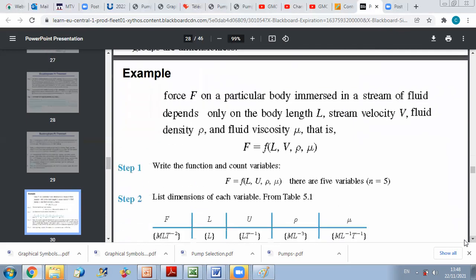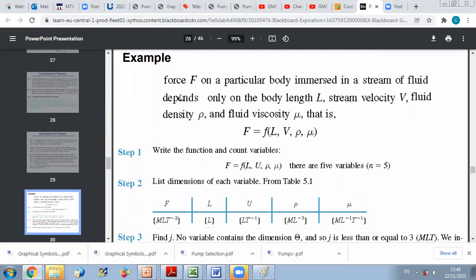For example, let us consider a force F applied on a particular body that is immersed in a stream of fluid, and that depends only on the body length L, the stream velocity V, the fluid density ρ, and the fluid viscosity mu. In this problem, they gave us all parameters of interest. In general, if they don't give us parameters of interest, whenever you have a moving flow, then of course V will be a parameter, ρ and mu will be parameters.